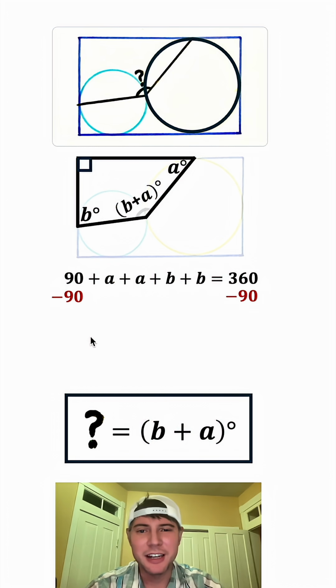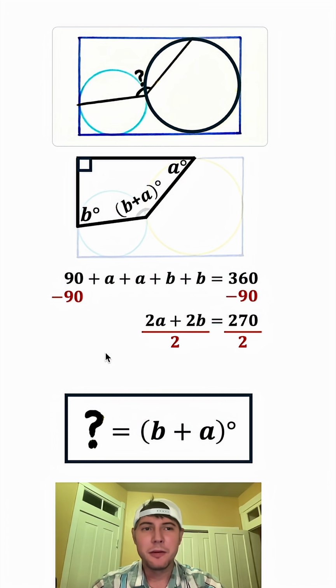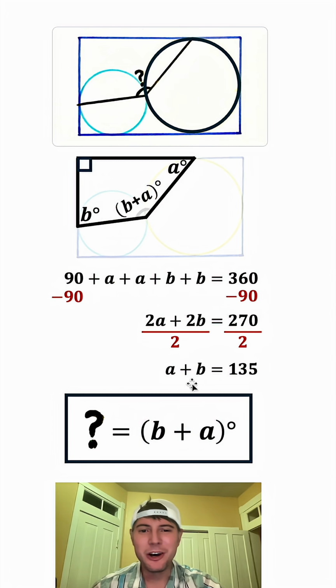Then let's subtract 90 from both sides. On the left-hand side, these are gone. A plus A is 2A. B plus B is 2B. And then on the right-hand side, 360 minus 90 is 270. Then we can divide both sides by 2. On the left-hand side, this is A plus B. And on the right-hand side, 270 divided by 2 is 135. So now we know A plus B is equal to 135.